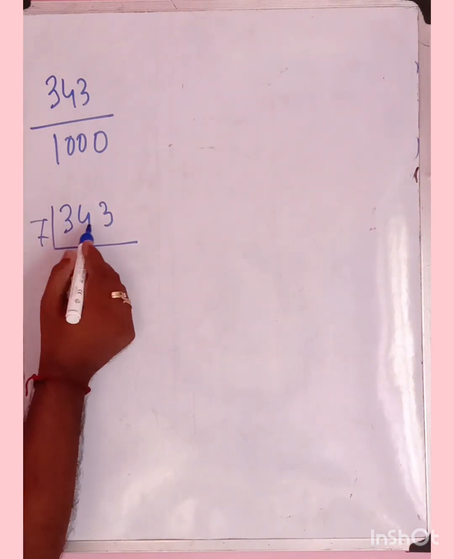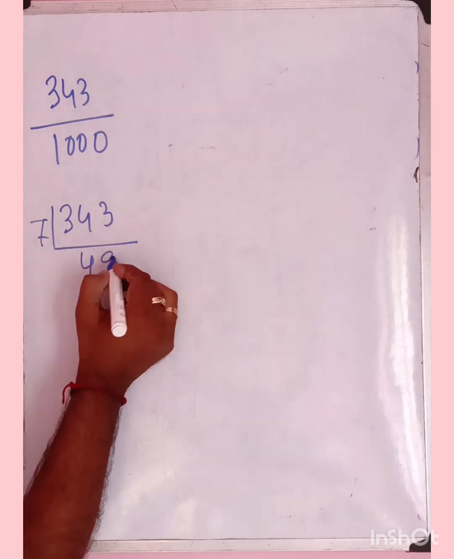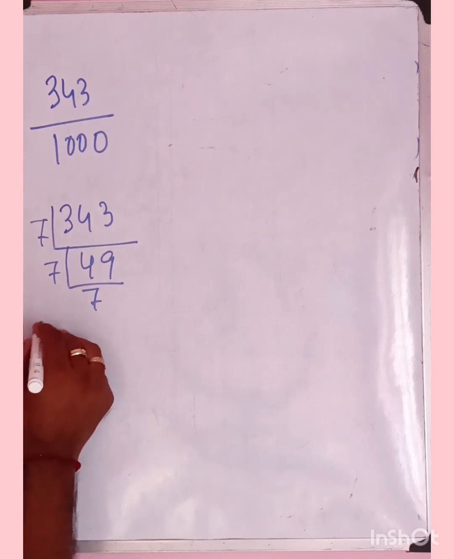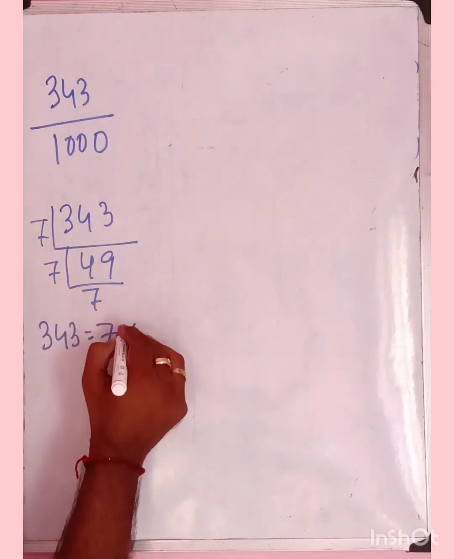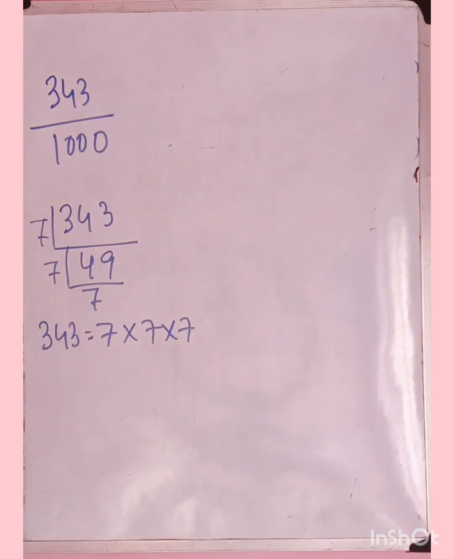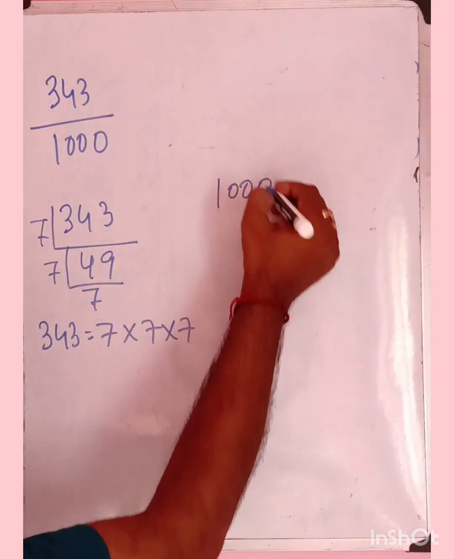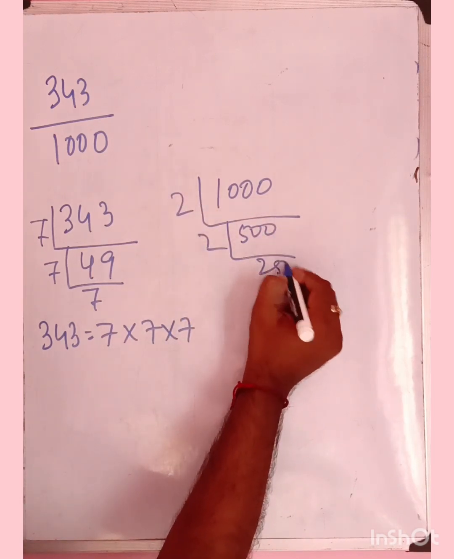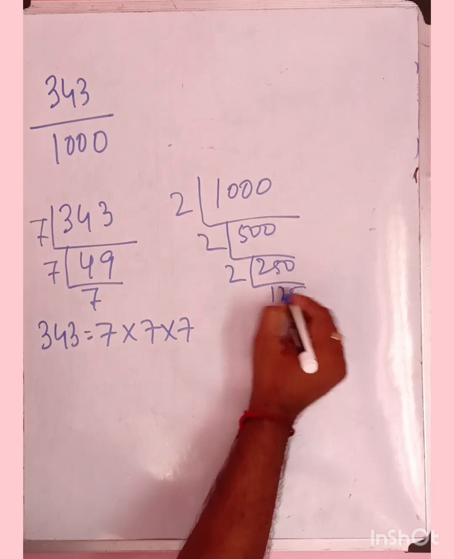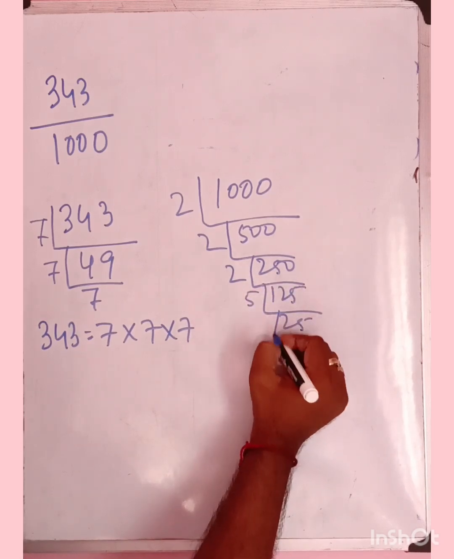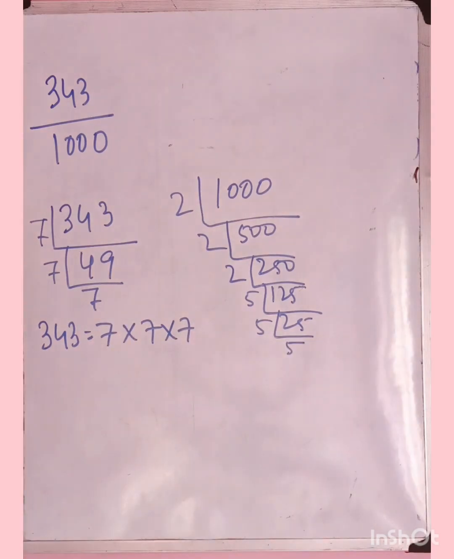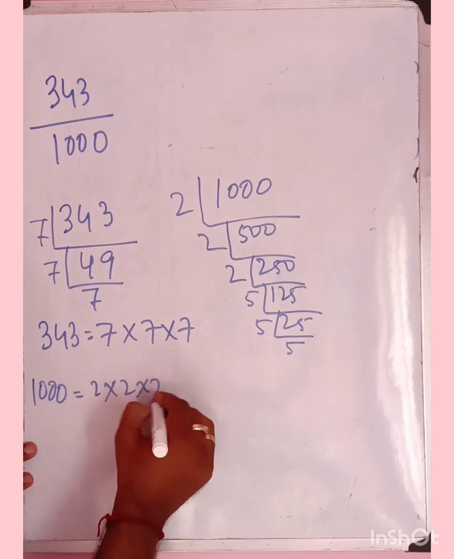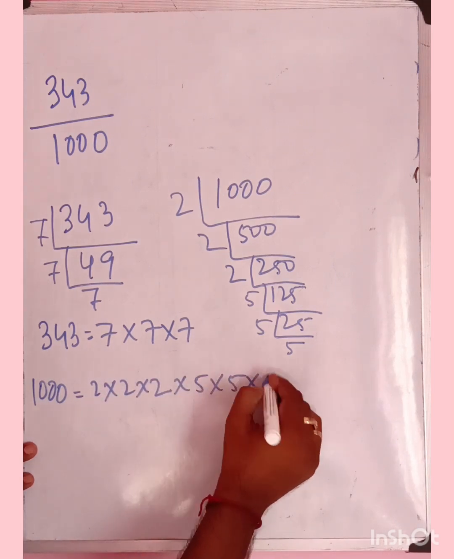Seven, 28, 6. Okay, so 343 equals 7 into 7 into 7. 1000 prime factorization: 2, 500, 2, 250, 2, 125, 5, 25, 5, 5. So 1000 is 2 into 2 into 2 into 5 into 5 into 5.